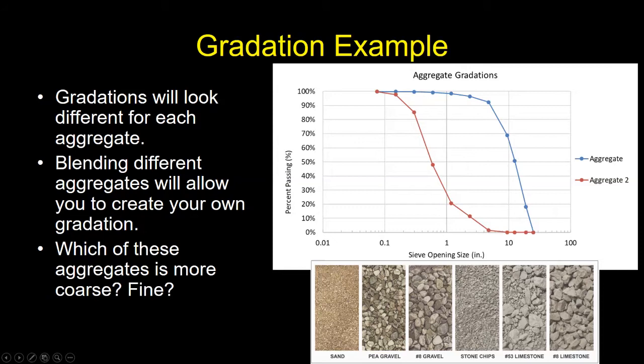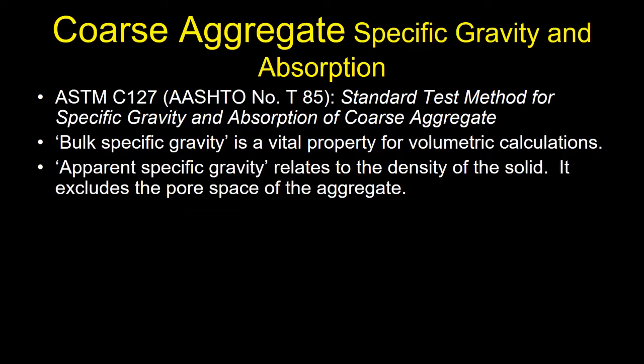Limestone 53 is a blend of a bunch of different sizes, some big, some small. Limestone 8 is kind of the same size, and so on. So these would all look completely different on this gradation chart. So that's what I have for sieve analysis. We'll get into the last 3 real quick.